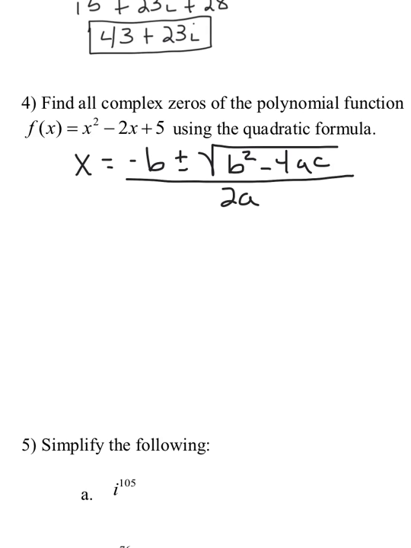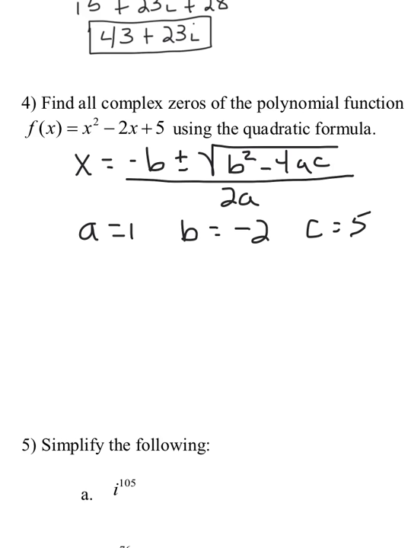Now I need to identify my a, my b, and my c. My a is 1. My b is -2. And my c is 5. So it's important to identify those numbers first to make sure that you're entering them correctly into the quadratic formula. Be careful that you don't switch a and b. b is going to go into the formula first.